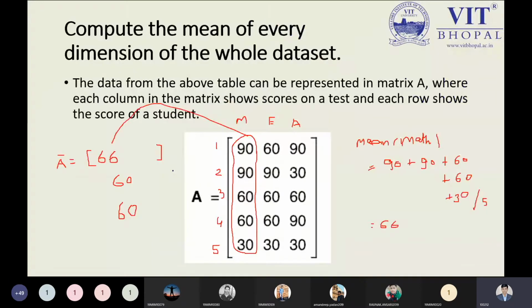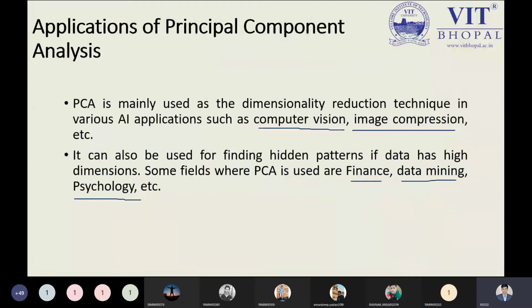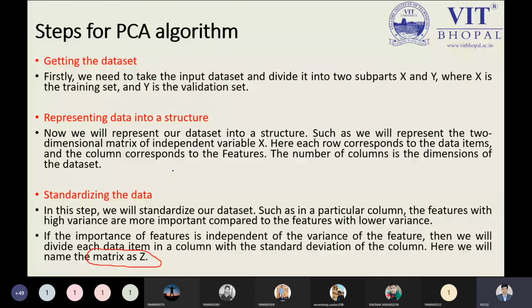Okay, I have also calculated the other slots. Now, the mean of the matrix A, we will get it like this. So now it is clear. Yes, sir. Clear. So according to our algorithm, what we have done: we got the data set and represented the data in the structure. It means we represented our information as matrices.